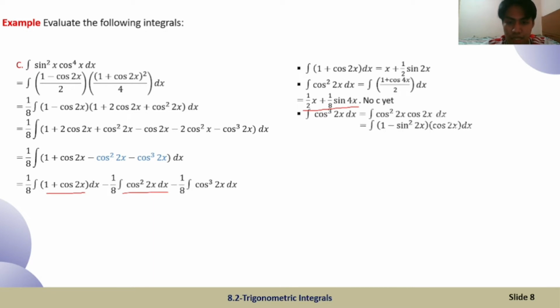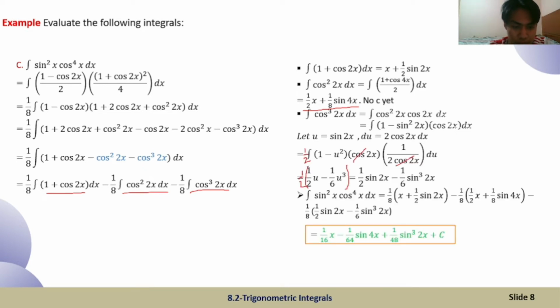Next, the last part of the integral is the integral of cosine to the power of 3, 2x dx. This is a case where the power of cosine is odd. Therefore, we keep one factor of cosine and we change cosine squared 2x into 1 minus sine squared 2x. Then, letting u equal sine 2x, so that our derivative will be equal to 2 cosine 2x dx, this together gives us the last answer right here.